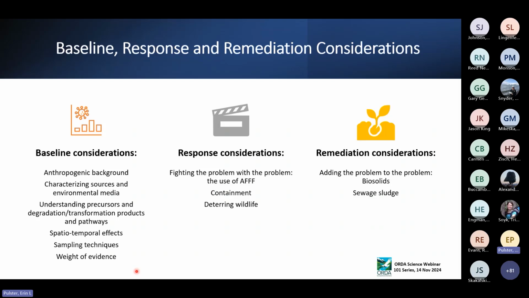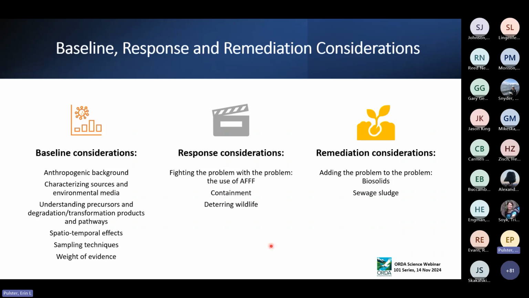There are so many things that need to be considered, like with any organic compound, but especially understanding the degradation process and the precursors and the pathways. So if you get data back that has precursors, what does that mean? What are the spatiotemporal effects? What sampling techniques are you going to use? And what's the weight of evidence?